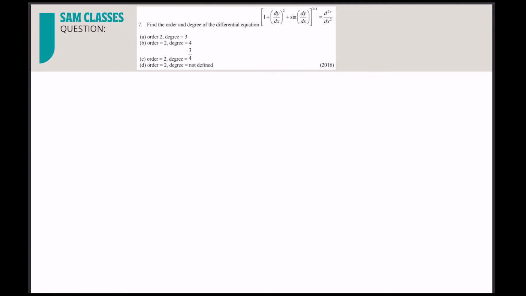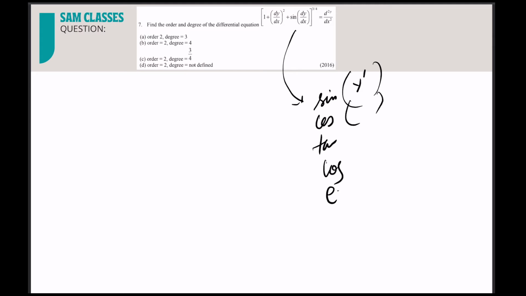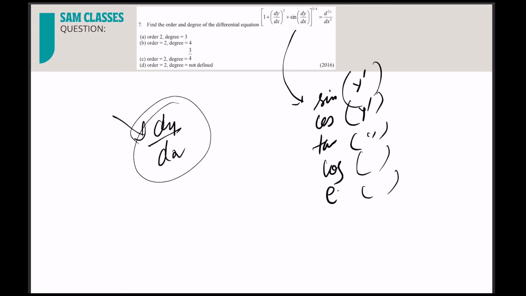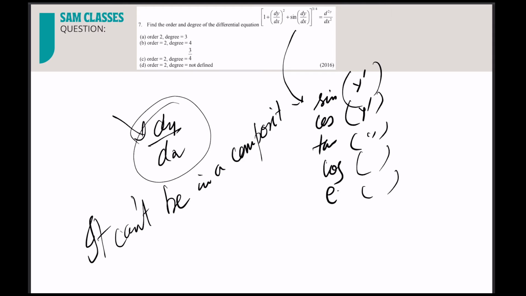Now, very good question. I already told you, I'm telling it again. Whenever we have sine, cos, tan, log, e power, and inside that dy by dx is there, degree is not defined. Degree has to be separate. It can't be in a composite form, like a composite function, with other functions. So in this case, only one option is there where degree is not defined. That is the fourth option, directly done.